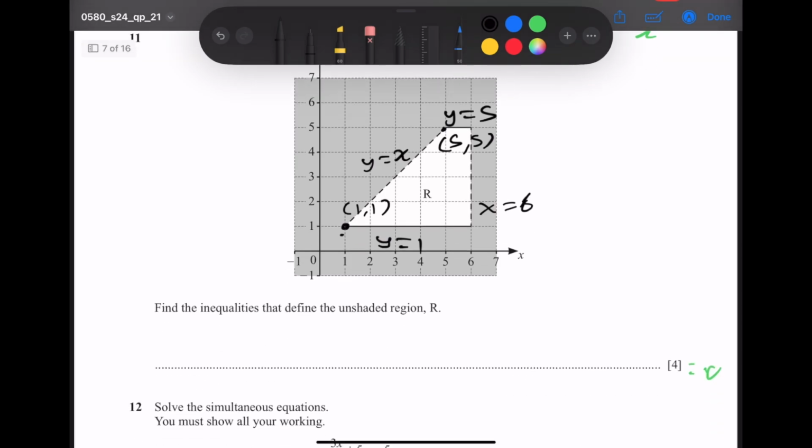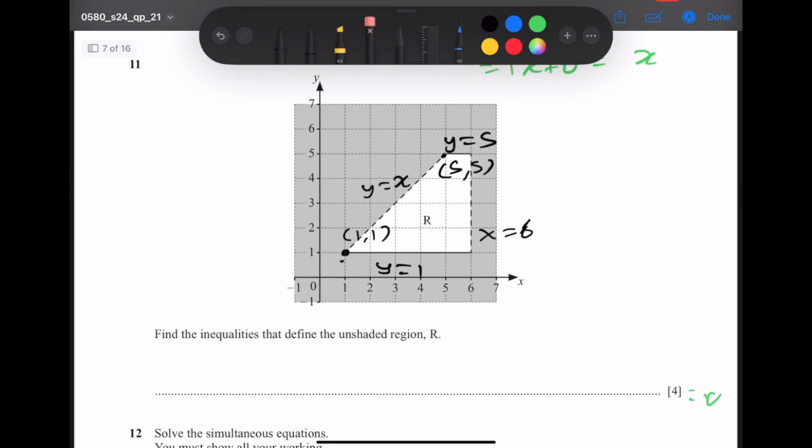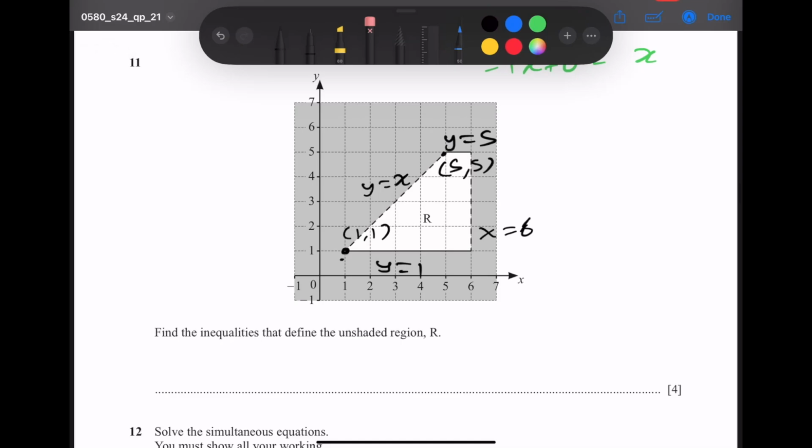Now, this is the first part of the question done, but the main part is writing the inequalities that define it. So for this, we have to ensure two things. One, that for any dotted lines that we see, the values themselves are not counted in the final inequality. And for any straight lines, they are counted. So for the first line, if you take y is equal to 1, we can see that the region that's valid lies above this line. This means that y should be bigger than 1.